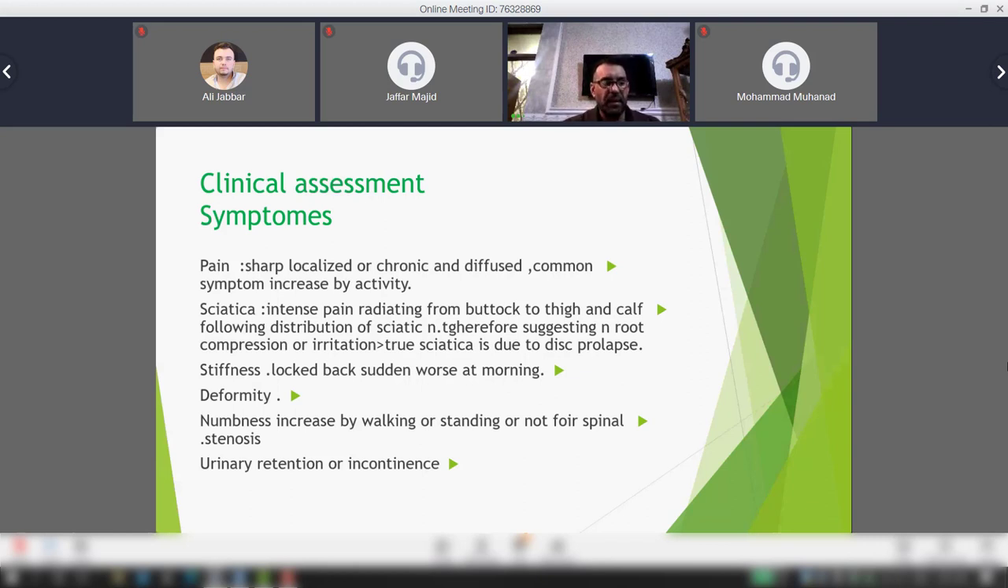And every part of these clinical symptoms has a definition and has an identity. That means every one of these symptoms may be pointing to a disease.